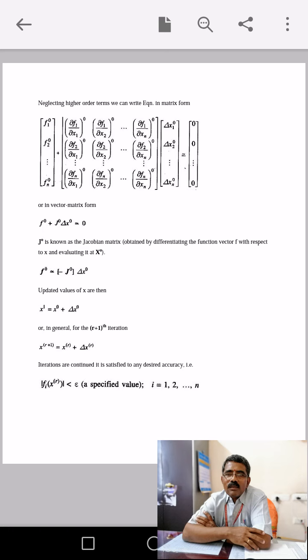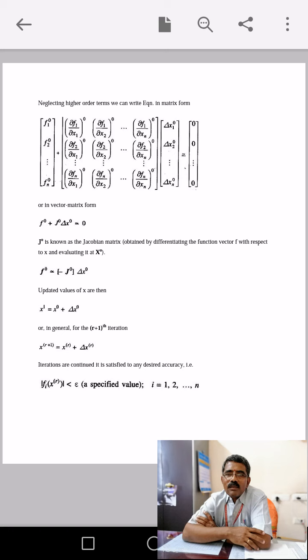And next row, ∂f2/∂x1, ∂f2/∂x2, ∂f2/∂xn, and so on and so forth. And last row, ∂fn/∂x1, ∂fn/∂x2, ∂fn/∂xn. So this is what is called the Jacobian matrix with all derivative terms, that is the Jacobian, multiplied by delta x1^0, delta x2^0, and so on and so forth, delta xn^0 equal to 0. So n number of equations, all are equal to 0.